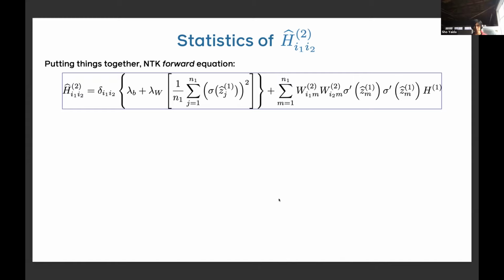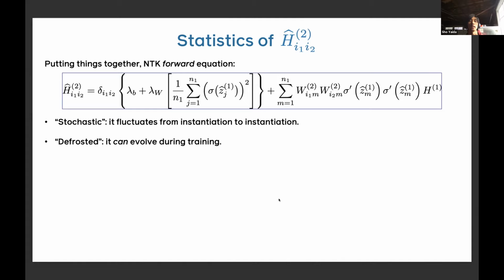This is sometimes called the NTK forward equation because it's defining the second layer NTK in terms of the first layer NTK and the second layer weights. Okay. And two important pieces of physics to note: this is now stochastic and defrosted, meaning that it depends on the random variable z1 and the weights w2. So it now starts to fluctuate from instantiation to instantiation when you instantiate the model in PyTorch. So now you get different numbers each time. And furthermore, since w and z1 evolve during training, the NTK does evolve as well. So it was frozen before, now it's defrosted.